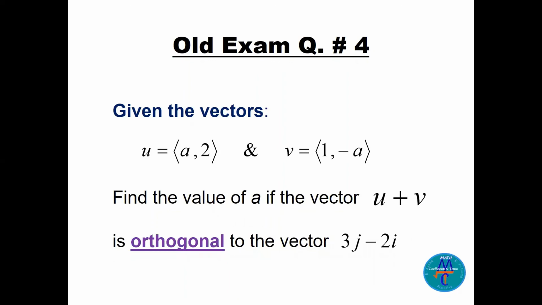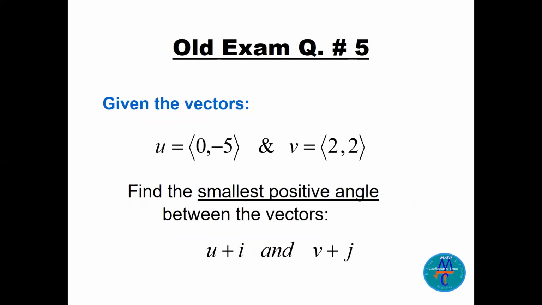Number 4, we have vectors u and v. u is a, 2, v is 1, minus a. Find the value of a if the vector u plus v, so you have to add the vectors, u plus v, is orthogonal to the vector 3j minus 2i. Be careful there, please, and try to understand the question before you do it. Number 5, we are given the vectors u (0, minus 5) and vector v (2, 2). Find the smallest positive angle between the vectors u plus i and v plus j. Also be careful, there is a little trick here.